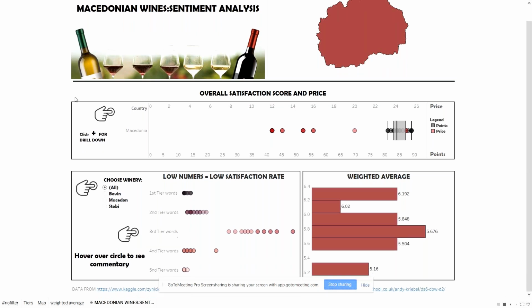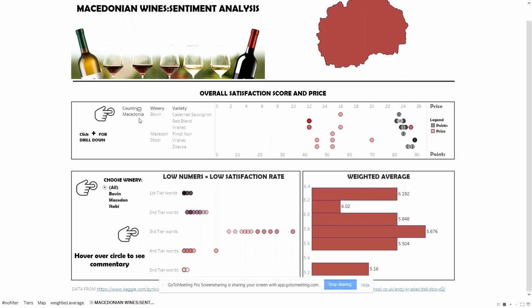So I wanted to incorporate a few things that we did for our clients, like the little hands over here. Let's click add plus to go one hierarchy below. This shows the country, the winery, and the types of wines that were in the data set, because they have much more. Here we can see the price for the wine.